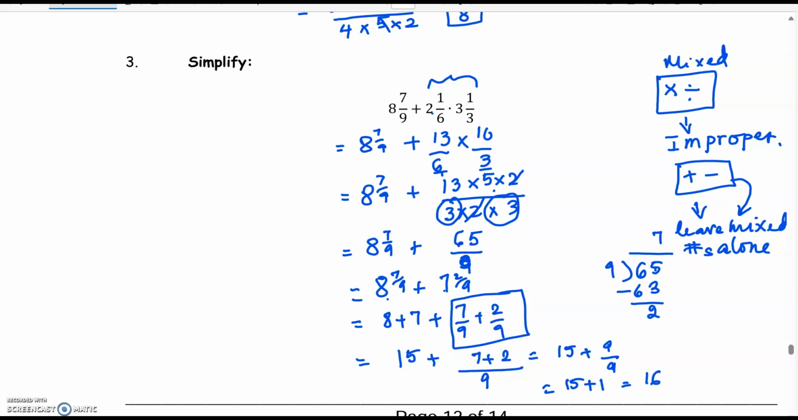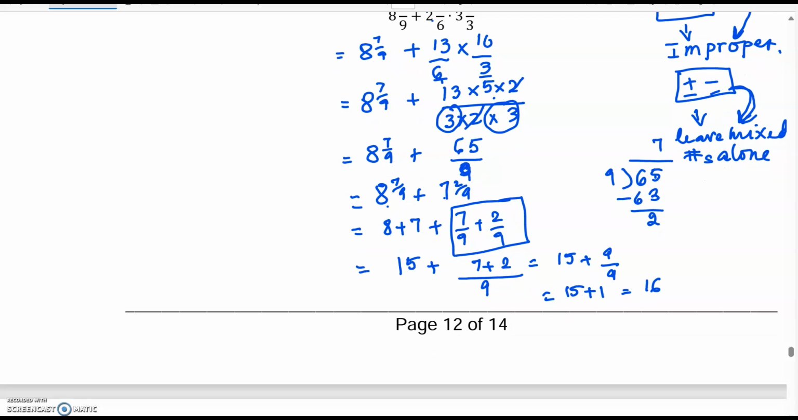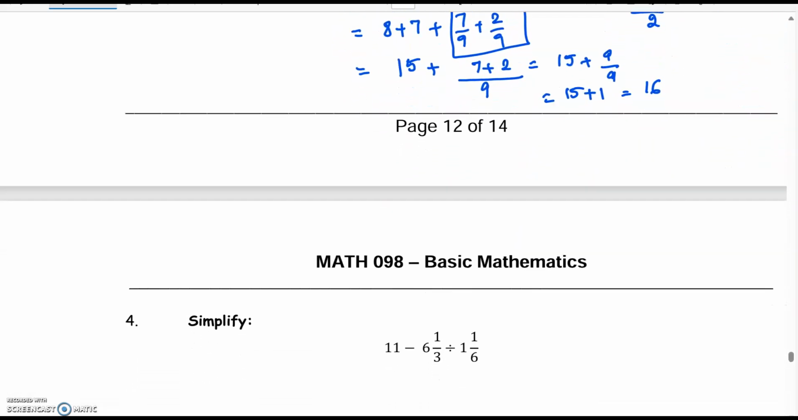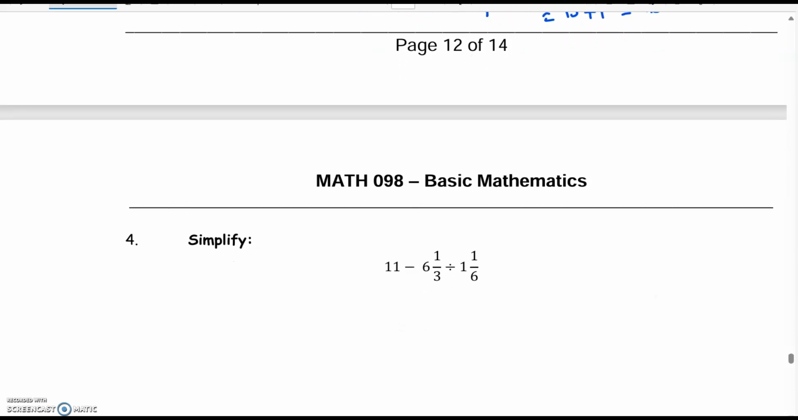So notice in this problem, when we were multiplying and dividing mixed numbers, we changed the mixed numbers to improper fractions. But when we were adding and subtracting mixed numbers, it was better to leave the mixed numbers alone and add mixed numbers by adding the whole numbers part of each number and then the fractional part of each number.